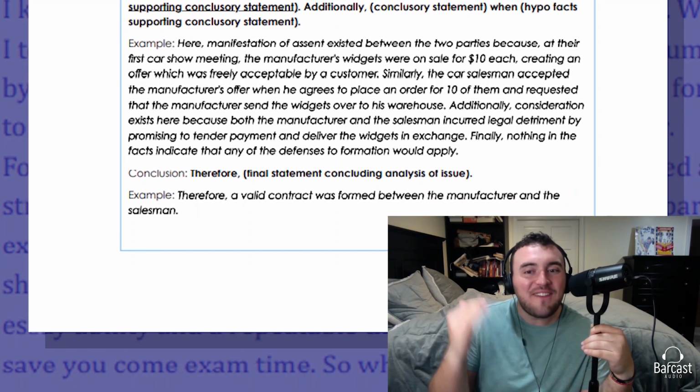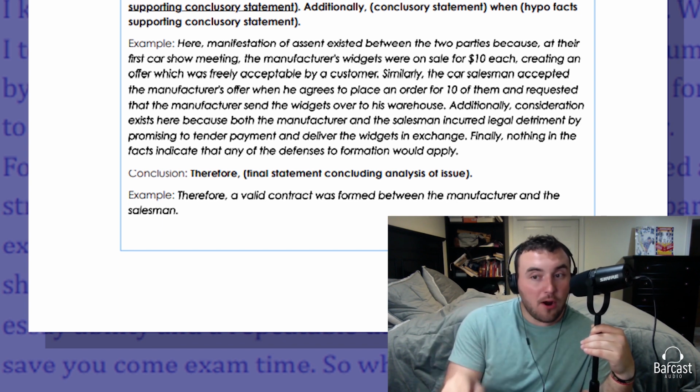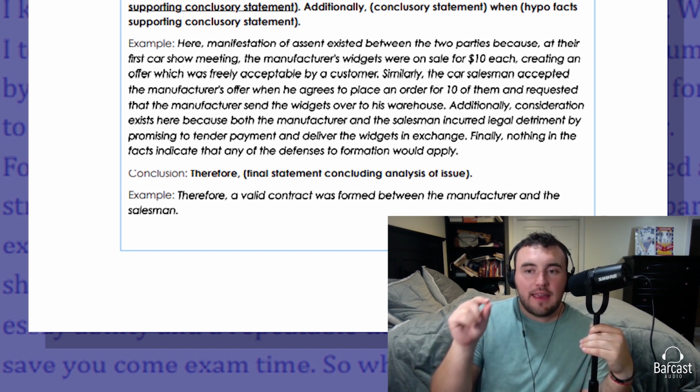Finally, nothing in the facts indicates that any of the defenses to formation would apply. Now, that last part is important, right? Because in assessing any contract question, you always have to throw in that quick sentence to say, are there any defenses that apply here? Sometimes the defenses will be clear. You'll see a little fact in there, and that's why these issues are important, where that little fact with a little tweak could add an additional issue for you to analyze.